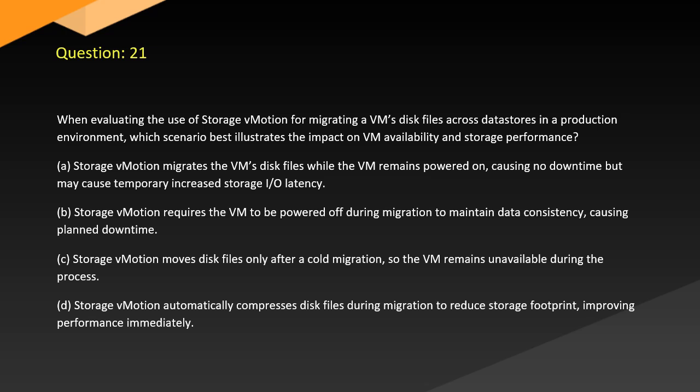B. Storage vMotion requires the VM to be powered off during migration to maintain data consistency, causing planned downtime. C. Storage vMotion moves disk files only after cold migration, so the VM remains unavailable during the process. D. Storage vMotion automatically compresses disk files during migration to reduce storage footprint, improving performance immediately.